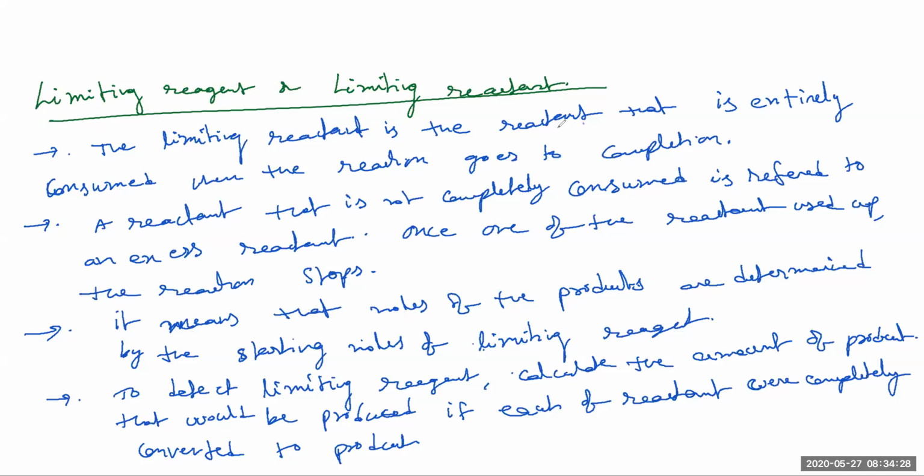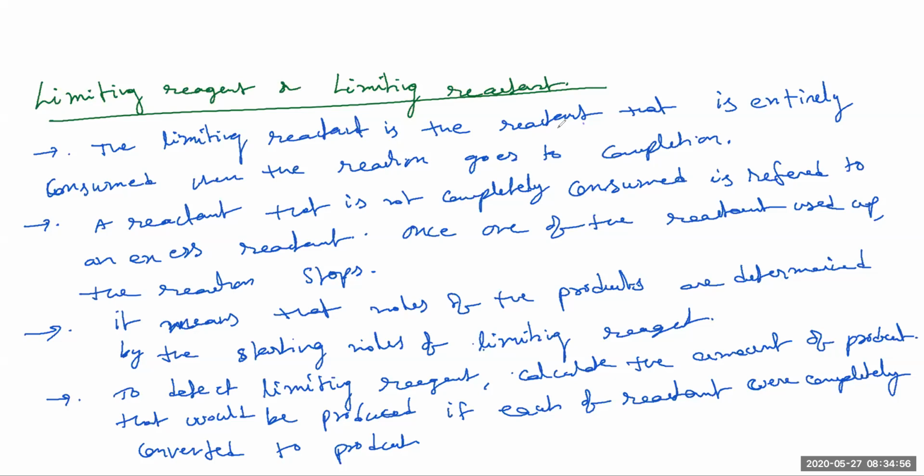It means that the moles of the products are determined with respect to the starting moles of the limiting reagent only, after identification of the limiting reagent. So how to detect the limiting reagent: calculate the amount of product that would be produced if each of the reactants were completely consumed to products.